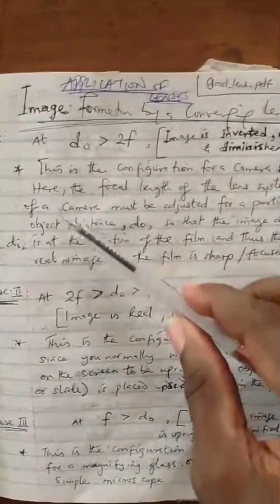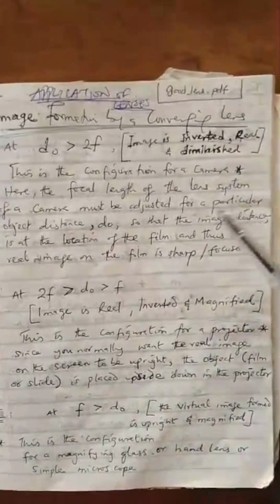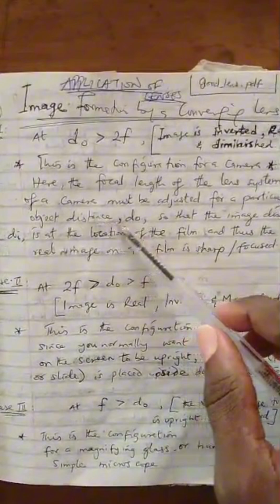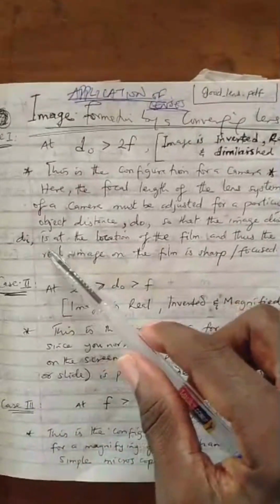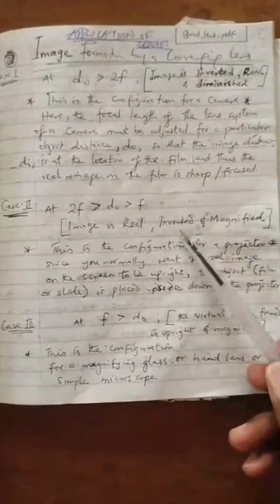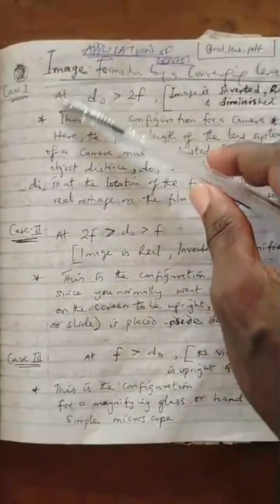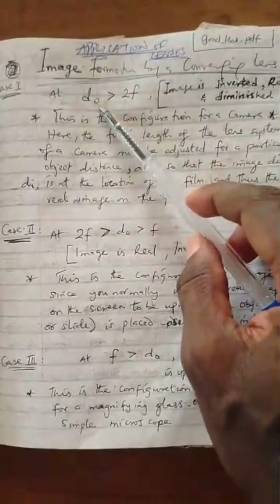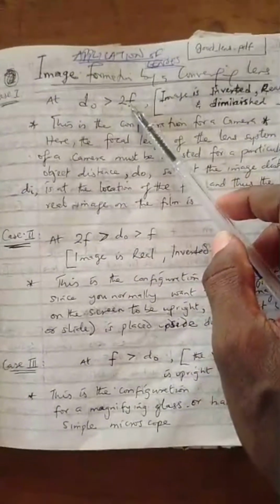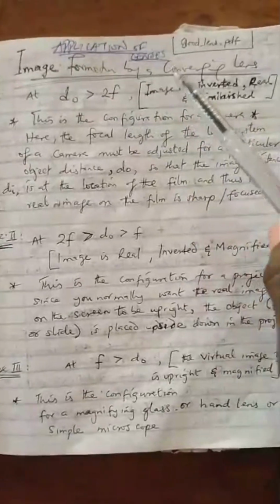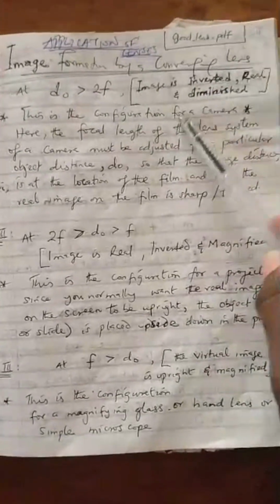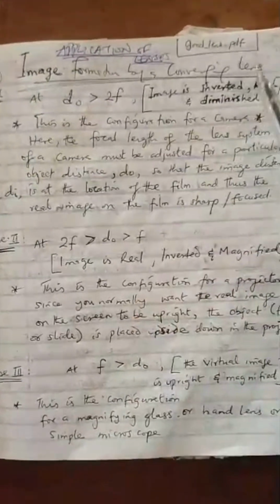Here the focal length of the lens system of the camera must be adjusted for a particular object distance, so that the image distance DI is at the location of the film. Just to recap, when the object distance is greater than the radius of curvature, twice the focal length, the image is inverted, real, and diminished. This is the configuration for a camera.